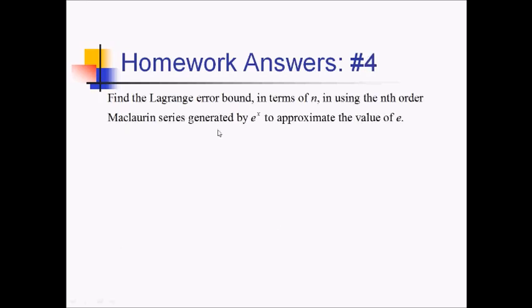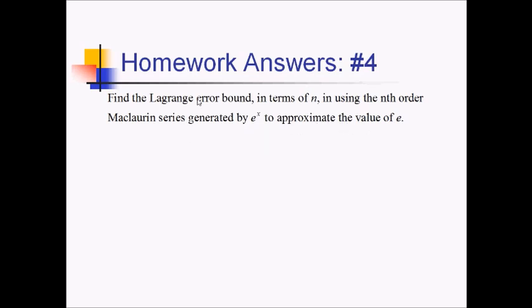For this problem, they want the Lagrange error bound in terms of n using the nth order Maclaurin series generated by e to the x to approximate the value of e. So this one has some trickiness all around because they're not giving us a specific order, they're saying the nth order, so we're going to have to be a little more abstract here. And also figuring out the actual input value is also a little tricky.